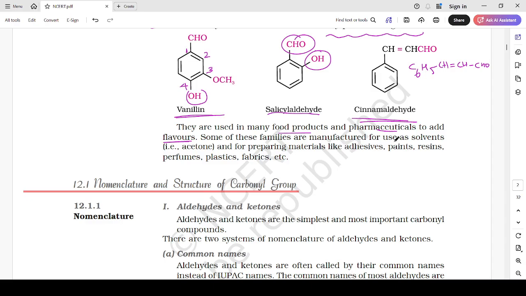Some of these families are manufactured for use as solvents, that is acetone, for preparing materials like adhesives, that means glue type, paints, resins. Resins means those which are used in ion exchange. They help to exchange ions. Also perfumes, plastics, and fabrics. In all these places, carbonyl compounds have very good synthetic importance.